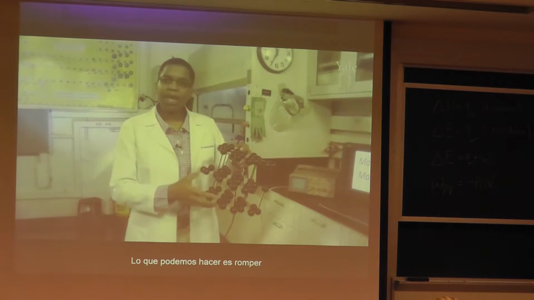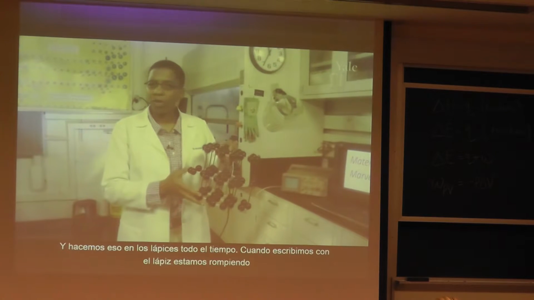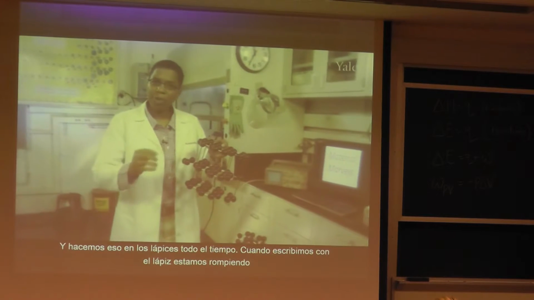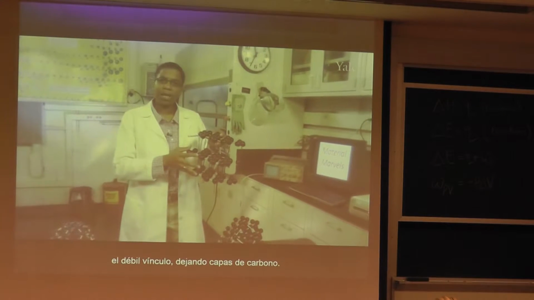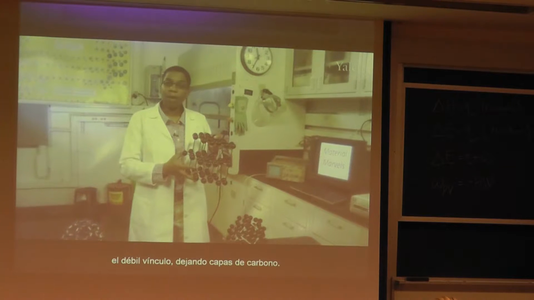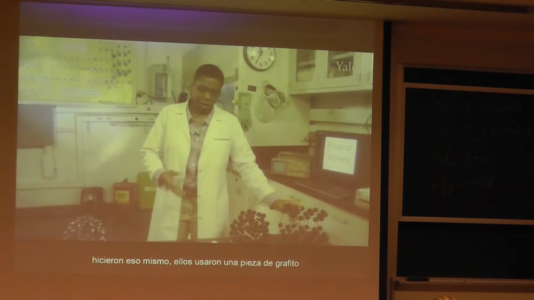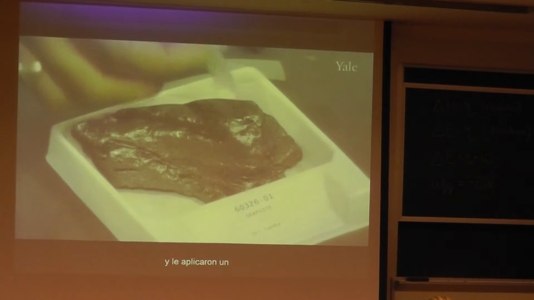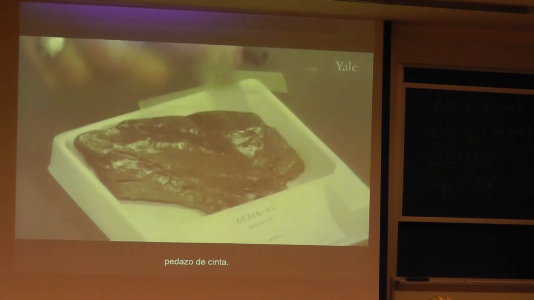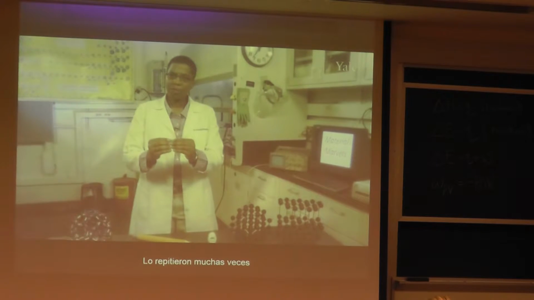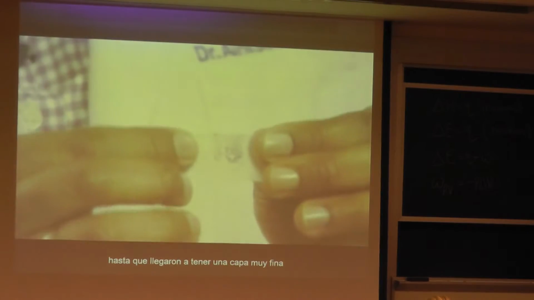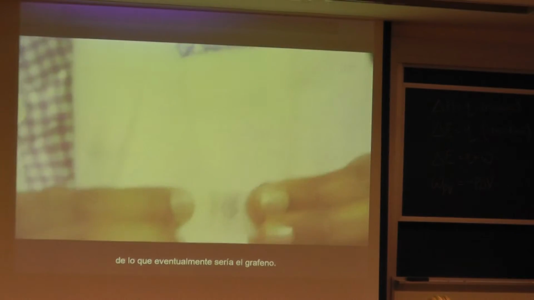Now, how do you make graphene? What we can do is we can break this bond here. And we do that in pencils all the time. When we write with a pencil, we break this very weak bond and leave layers of carbon. Well, the Nobel laureates that found graphene did just that. Only they got a piece of graphite and they applied a piece of tape to it. And they did this numerous times until they got to a very thin piece of eventually graphene.